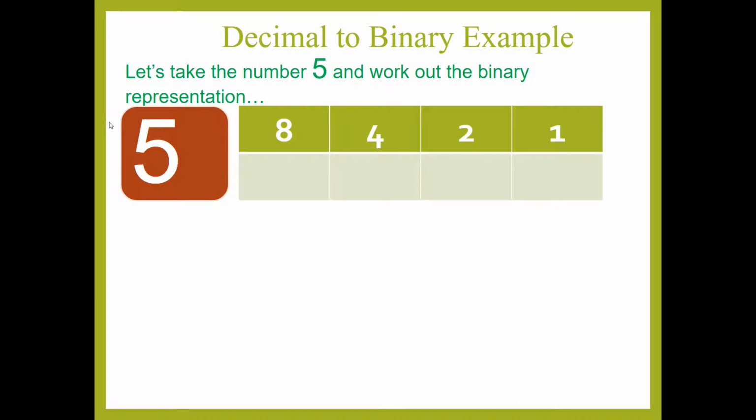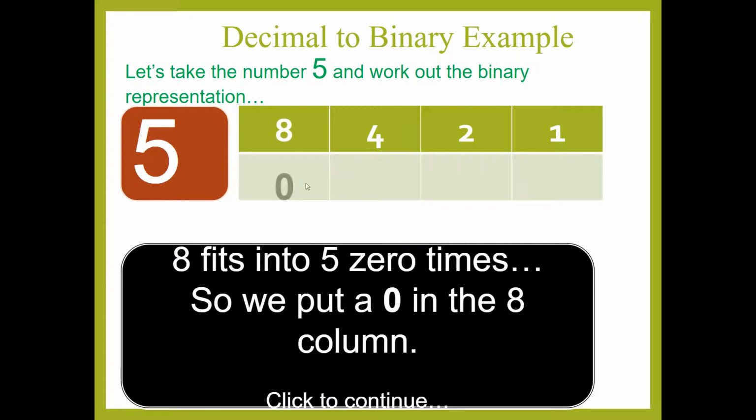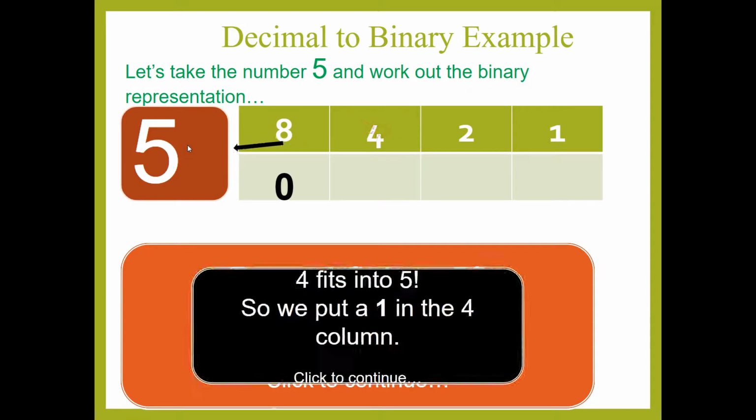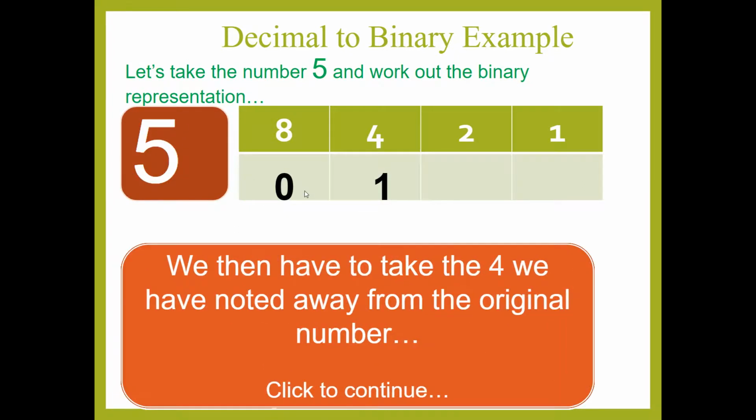So we've got the number 5 here, and we need to put this into binary. We need to ask ourselves how many 8s fit into 5. None. So 8 does not fit into 5, and in that column we put a 0 to represent off or false. Then, how many 4s fit into 5? 1. Perfect. So one 4 fits into 5. Then we take away 4 from 5, which is 1. So we're left with 1 now, and we start the process again.